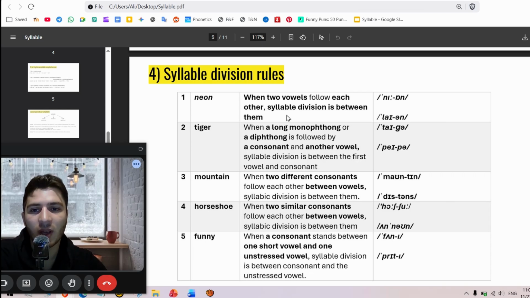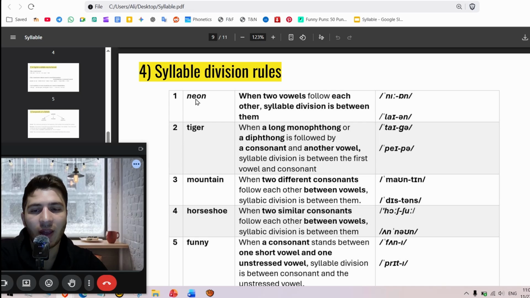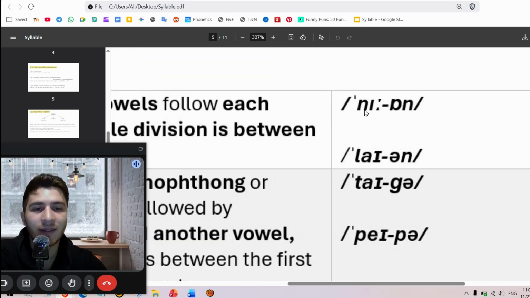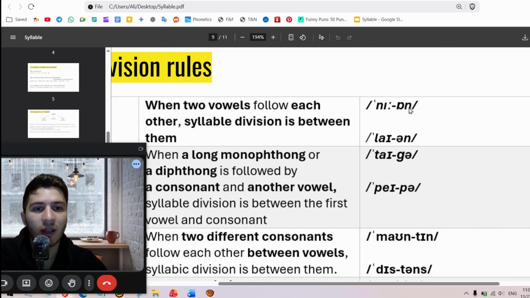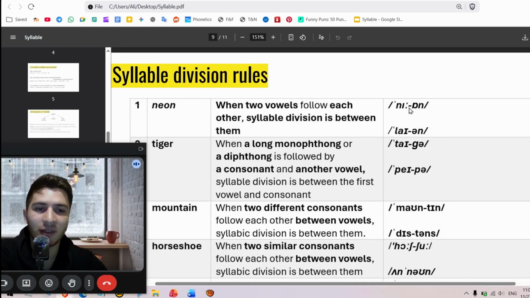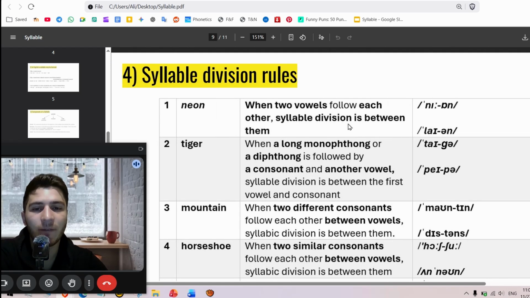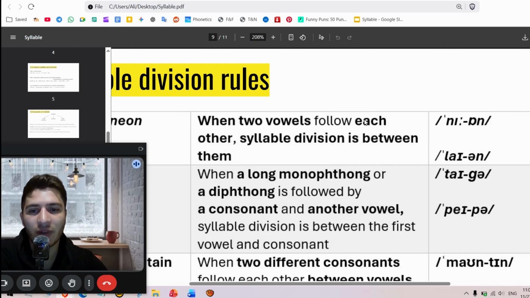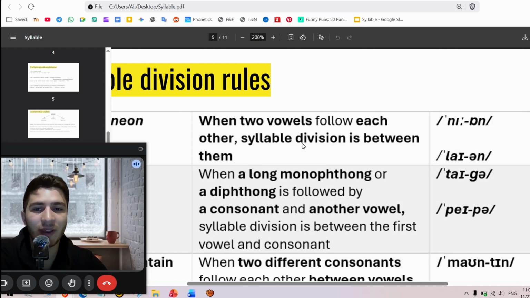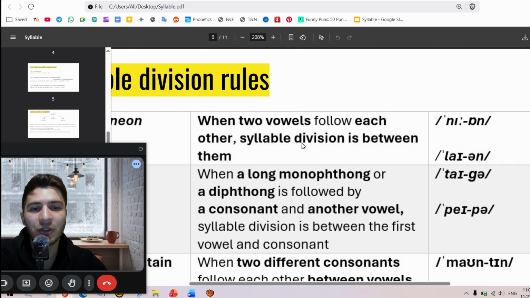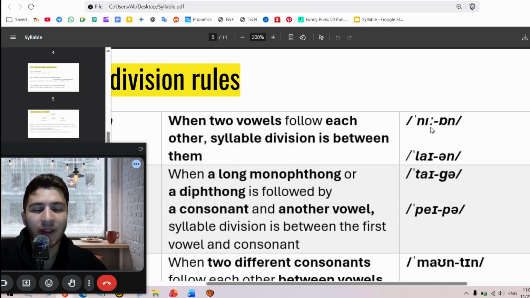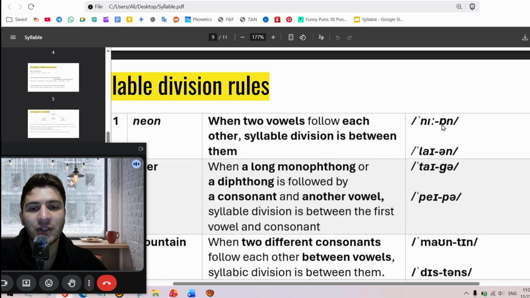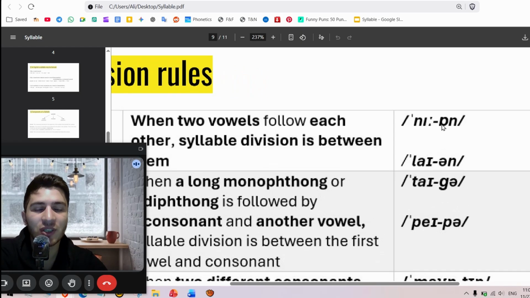For example, if you take the word neon and if we transcribe it, it is like n, long e, short o, and again n, right? And if we want to divide it into syllables, we will refer to the first rule of syllable division, which is when two vowels follow each other, syllable division is between them. In this case, our two vowels are long E and short O. They follow each other. That's why, according to the first rule, the syllable division is between them.